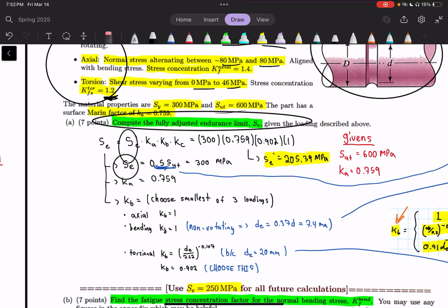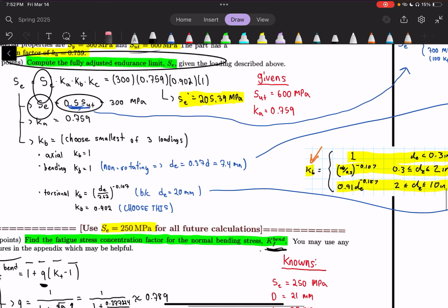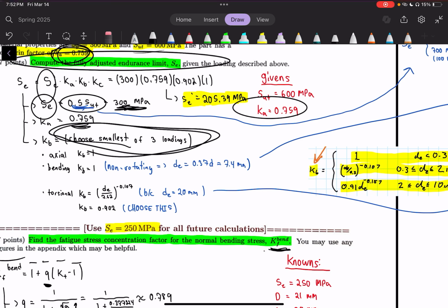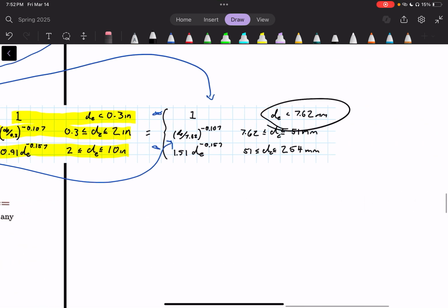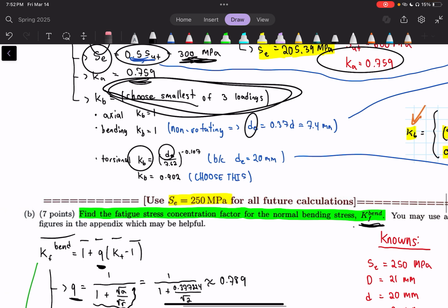So the Se prime we find the same way, because of this relationship it is less than 1400 megapascals, and that's why I multiplied by half, to get 300. The ka size factor was given to us right there, so it was given to us by the knowns. And the kb, we choose the smallest this time since it is combined loading. So within that, we're going to be finding all those De's after using those in the table to see exactly what it falls in between. And using the smallest, we're going to choose the smallest from the relationship.